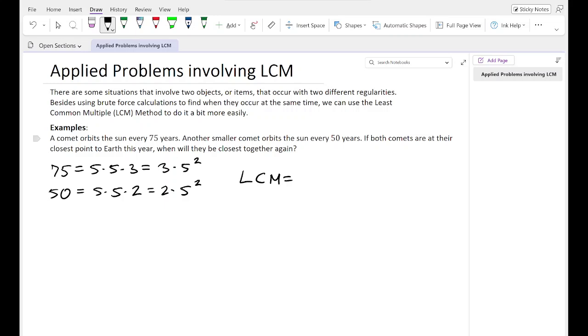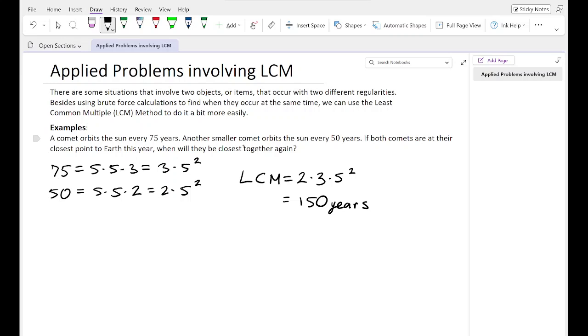And if you're unfamiliar with the LCM method, a quick overview is when you break it down to prime factors, you want the greatest amount of the prime numbers in your LCM. So the greatest amount of 2's is 1, so we're going to have a 2. The greatest amount of 3's is 1, so we're going to have a 3. And the greatest amount of 5's is 2 5's. There's 2 up top and 2 in the bottom, so we're going to have a 5 squared. So if I multiply those all together, I'm going to end up with 150. And since we're talking about years, I'm going to say 150 years. So the LCM is 150.